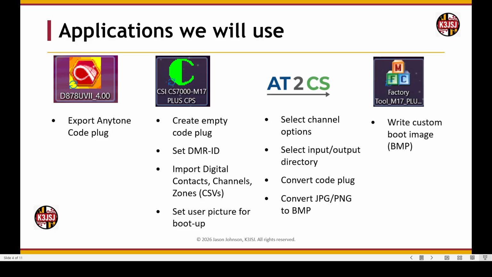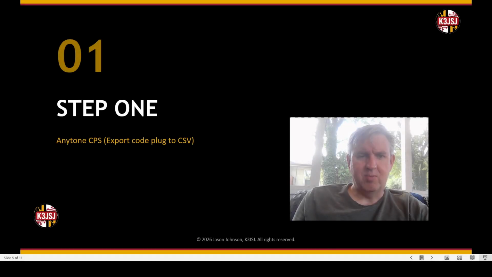And the final application is going to be the factory tool, which can be used to write new firmware to the radio, but we'll be using this to write the custom BMP image. Let's go ahead and go to step one. This will be using the Anytone CPS software to export the code plug.